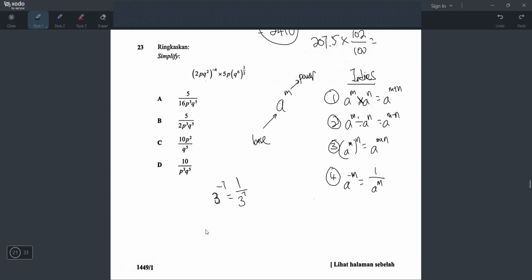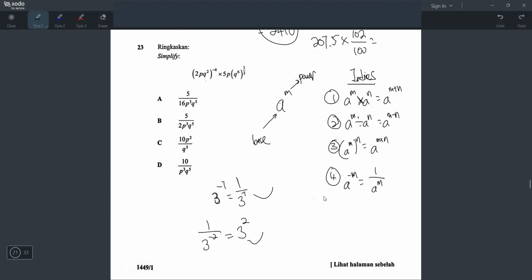Alright. Then what if I say 1 over 3 power negative 2? It means I can bring this up also lah. I can bring dia ke atas also. Tapi bila you pindah atas, the base tak ada tukar. The base tetap sama. Just the power saja tukar tanda. Alright. So yeah, this is correct. Okay. So yeah, this is my explanation.